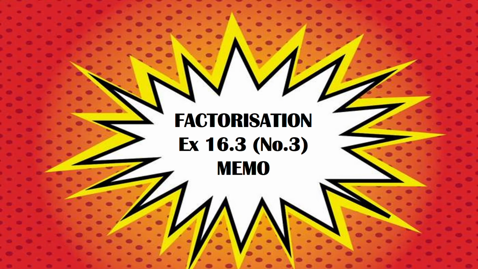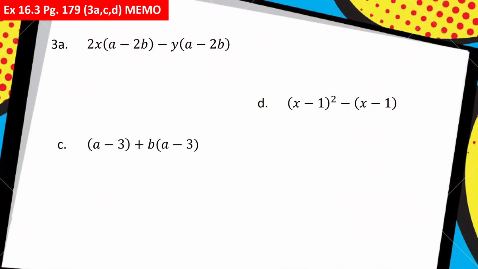Hey guys, this is the memo for exercise 16.3, number 3, the ones that I gave you, which were A, C, and D. Okay, so in these ones, you're taking out a highest common factor that is a bracket. So if you have a look, this is my first term, this is my second term. The thing that's common in both the terms is the bracket, which is A minus 2B.